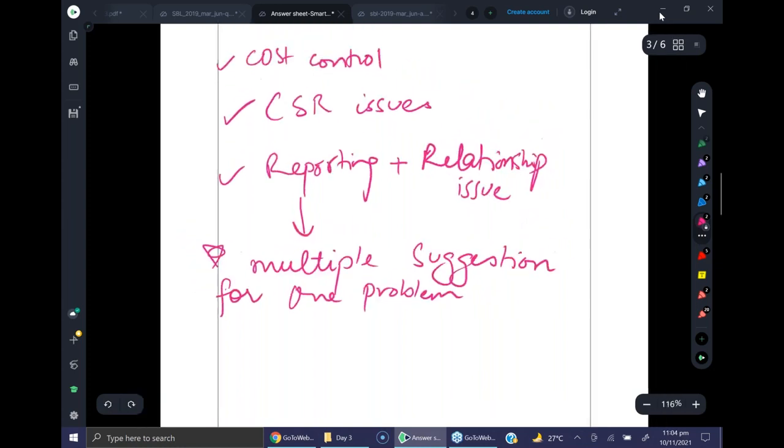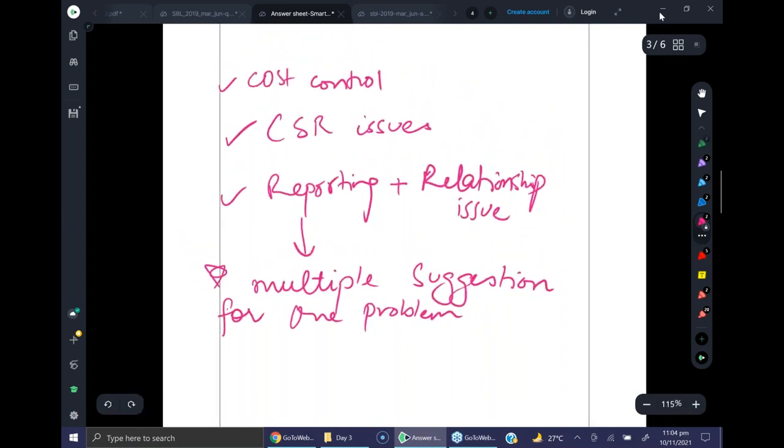Okay, I'm telling you that you can give multiple suggestions for one problem in order to get extra credit or score. Because in this question, there are 12 marks to get and there are only 3 problems to discuss. So what we can do is for one problem, we can give 2 suggestions per problem. So double the marks. But we'll have to explain each suggestion carefully and what is the benefit of each one of it. Clear?